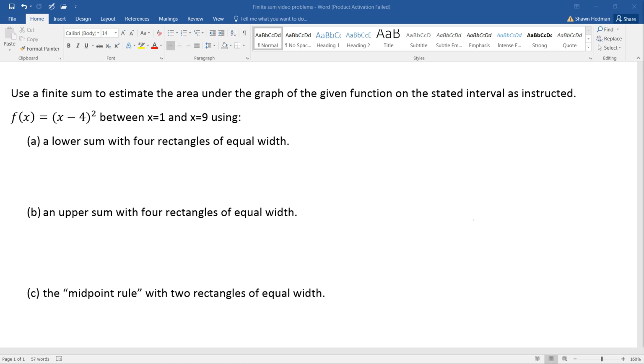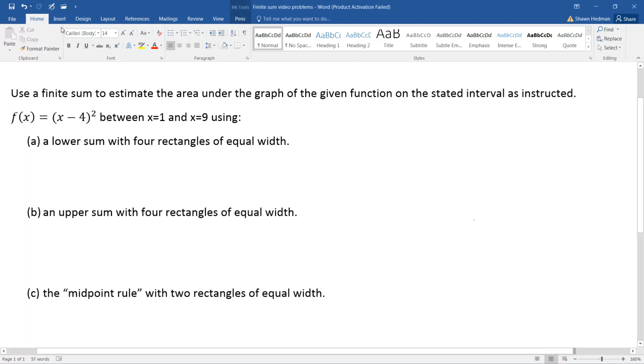In this video, we're going to use finite sums to estimate the area under the graph of a given function. In this problem, the function is (x − 4)², and we're going to look at this function between x = 1 and x = 9. We're going to estimate this area using three different methods. Each of these methods uses rectangles. So we're going to estimate an area under a curve using rectangles in three different ways.